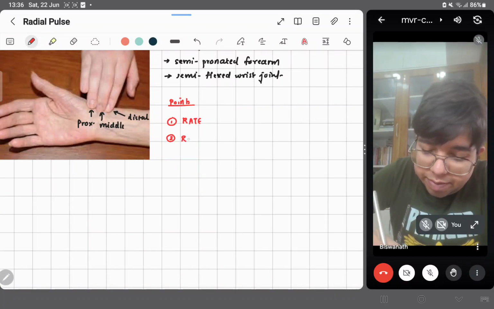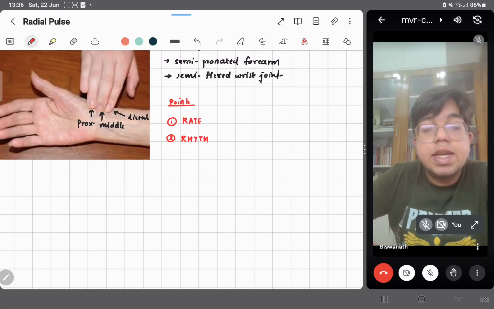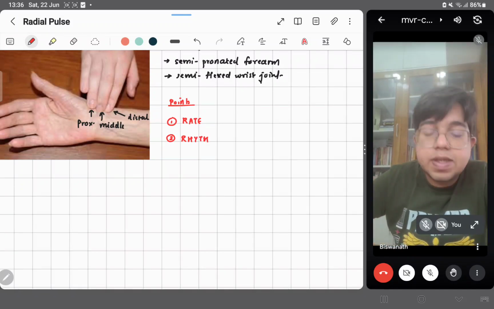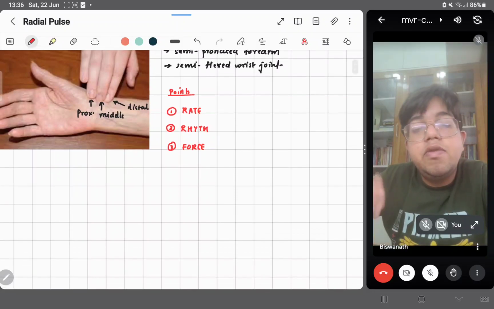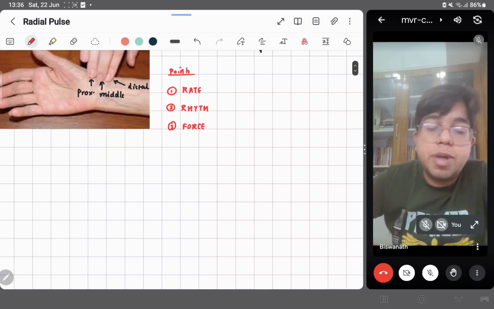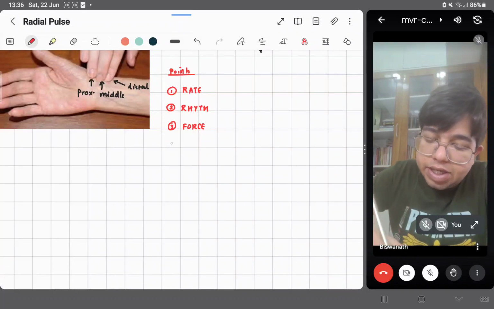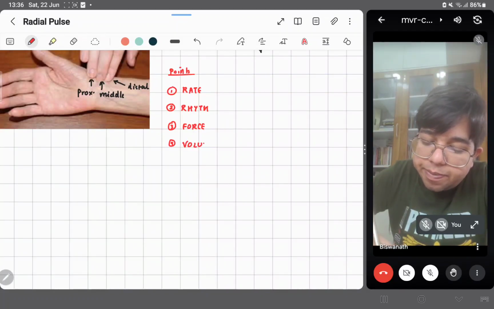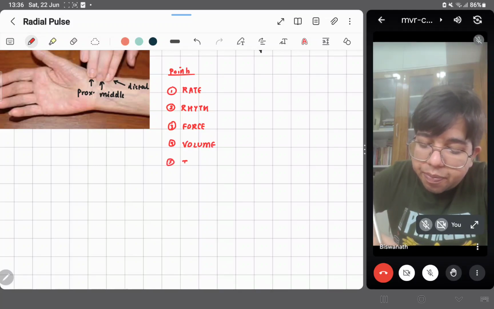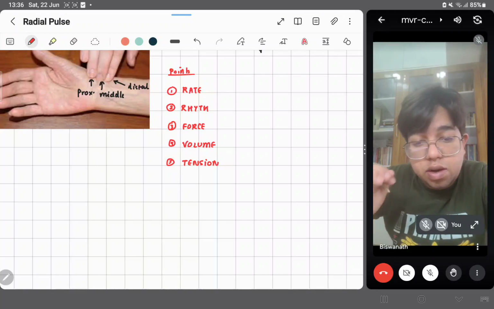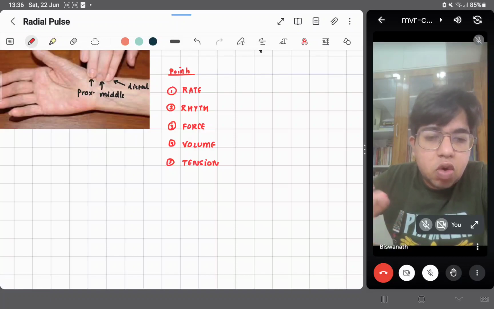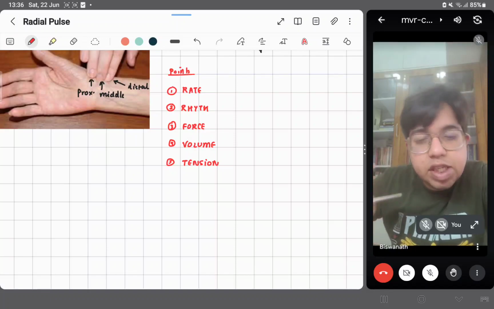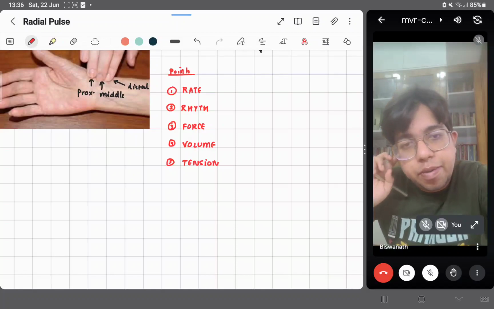You have to check the rhythm, whether it is a regular rhythm pulse or an irregular rhythm pulse. You have to check the force. Weakly felt pulses are there, strongly felt pulses are there, many things are there. Volume, tension, you have to note all this. Of course, you can't know all the things basically, but in clinical years, you'll learn how to check each of the things. A rough estimation is important from this point of view.